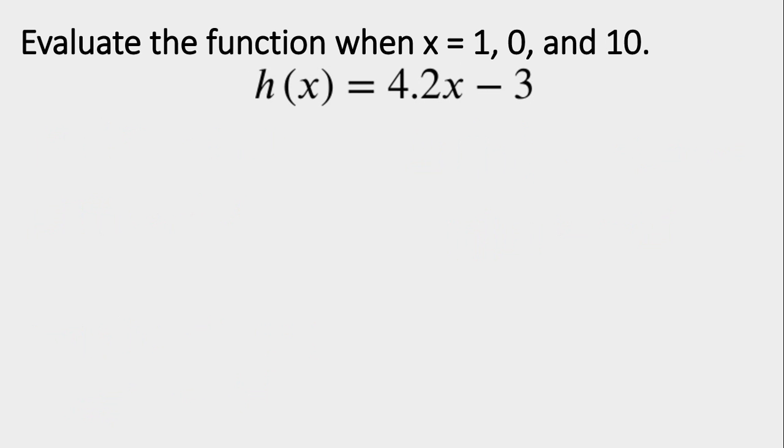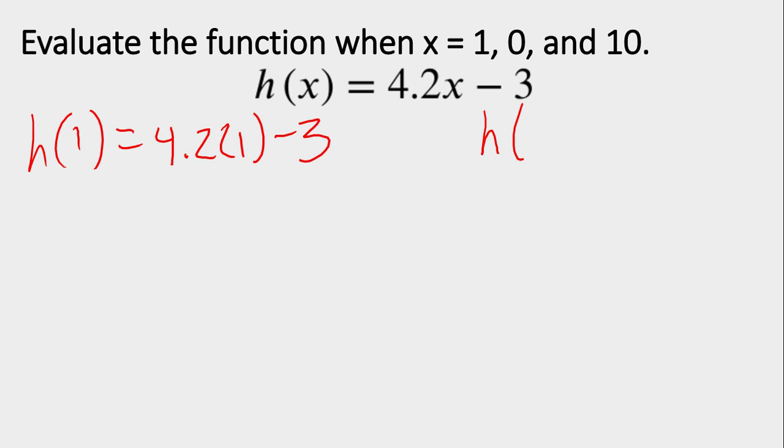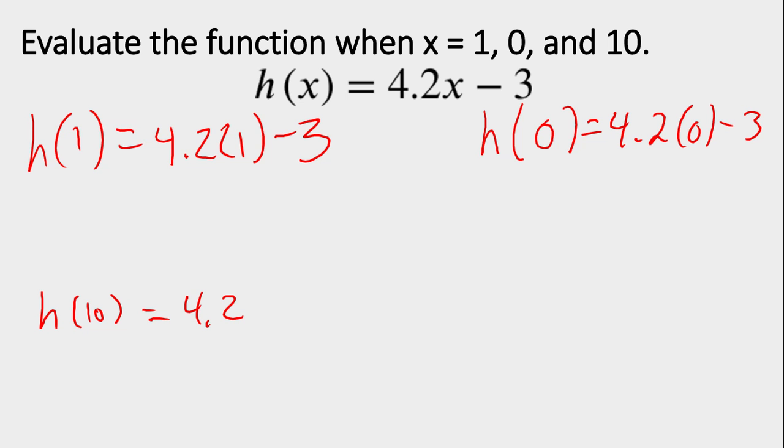h of x this time. h of 1 equals 4.2 times 1 minus 3. h of 0 equals 4.2 times 0 minus 3. h of 10 equals 4.2 times 10 minus 3.